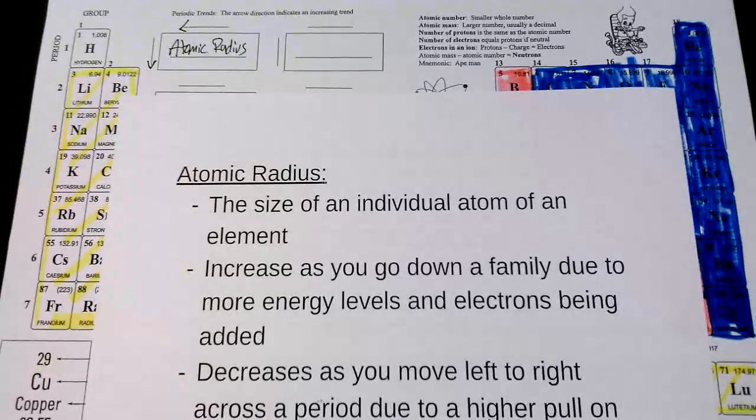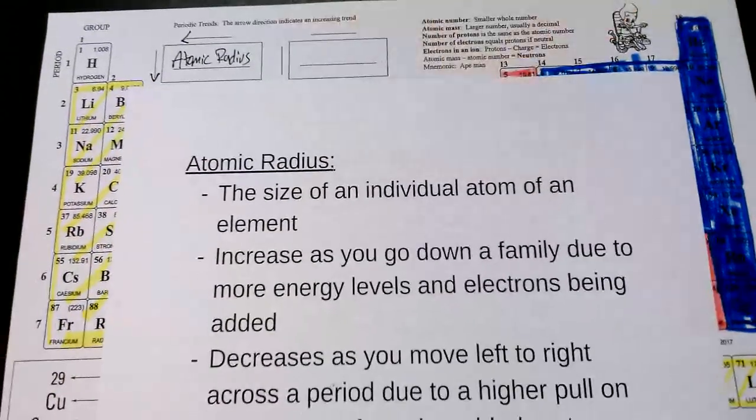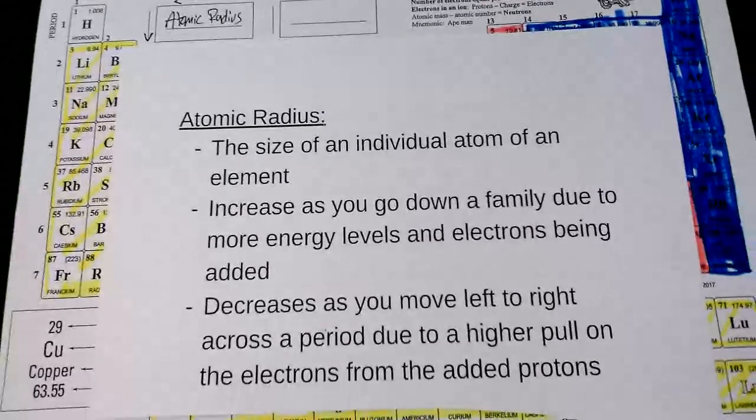So let's talk about what this thing atomic radius is. The atomic radius is the size of an individual atom of an element. It increases as you go down a family because there are more energy levels and electrons being added, so the atom is growing bigger on the outside. And it decreases as you move left to right across the periodic table because there are more protons. Those protons can pull on the electrons stronger, so it actually pulls those electrons closer together. So you increase as you go down, you decrease as you go left to right.